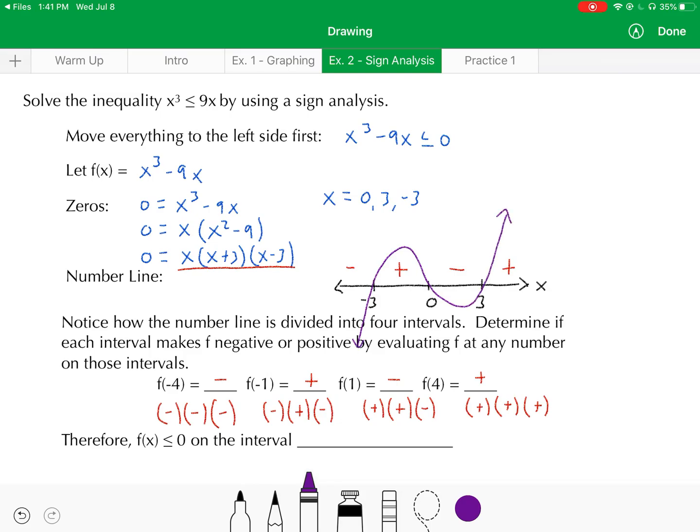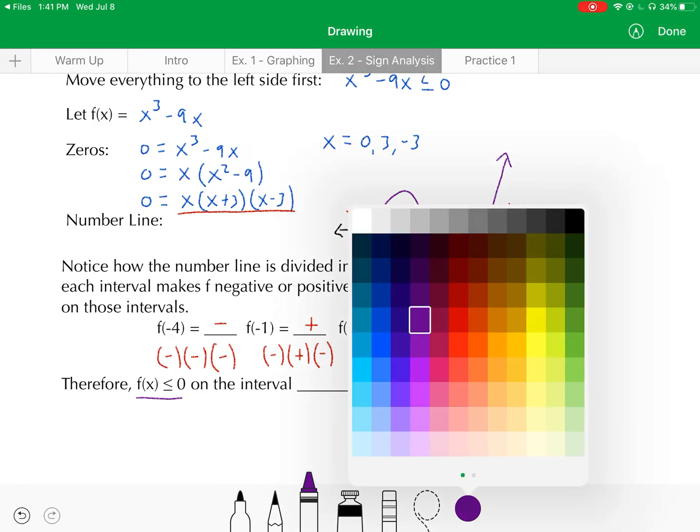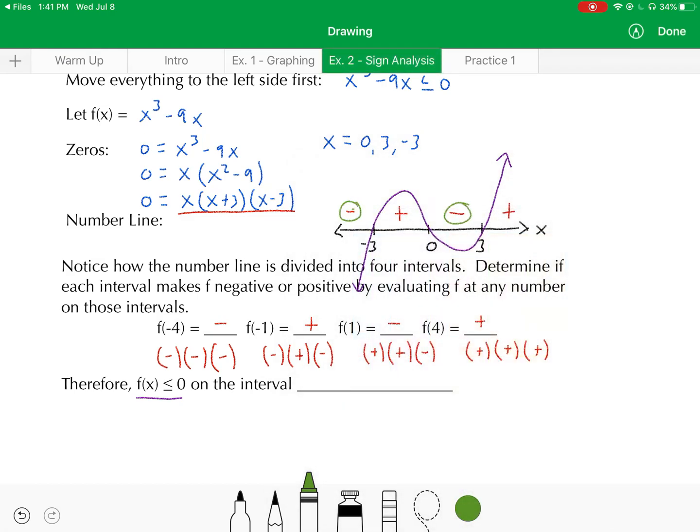And now I use the sign analysis, or you can use the sketch that you just reasoned out, to solve this inequality. When is f of x less than or equal to 0? Well, less than 0 means focus on the negative intervals, and then equal to 0 means focus on the zeros themselves. So I can essentially write my solution in 2 intervals. The first would be from -infinity up to -3, where -3 is included, and then combine that with the interval 0 to 3, where both 0 and 3 are included.